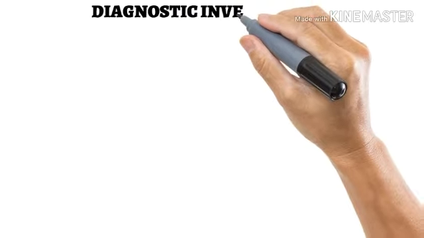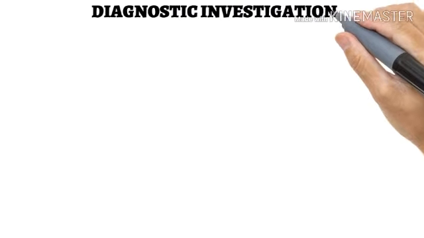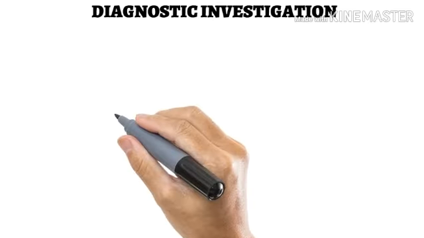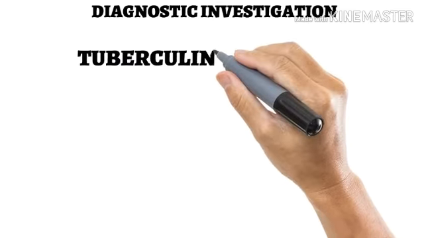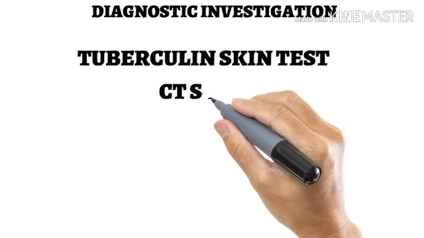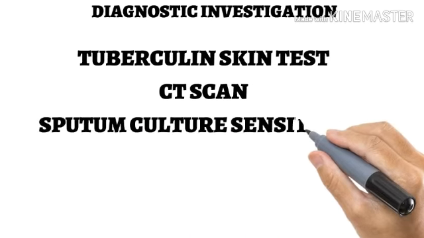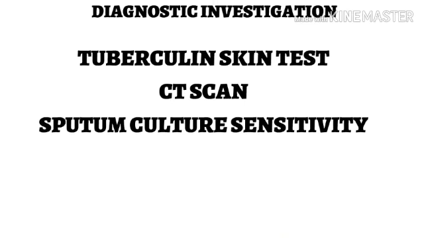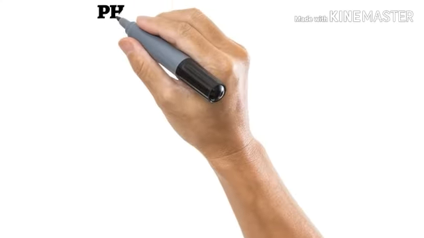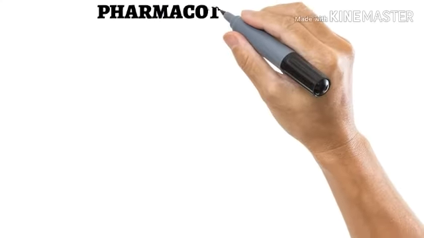Now to the diagnostic investigations. So all those tests you can carry out to ascertain pulmonary tuberculosis are the tuberculin skin test, the CT scan, and the sputum culture sensitivity. Those three are the most common ones. And there are still a lot of tests that we can be discussing here. You can read more on it.